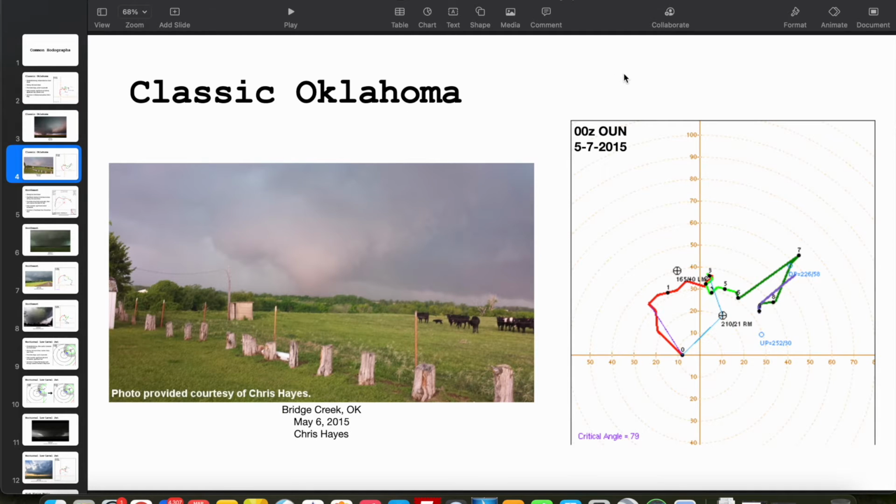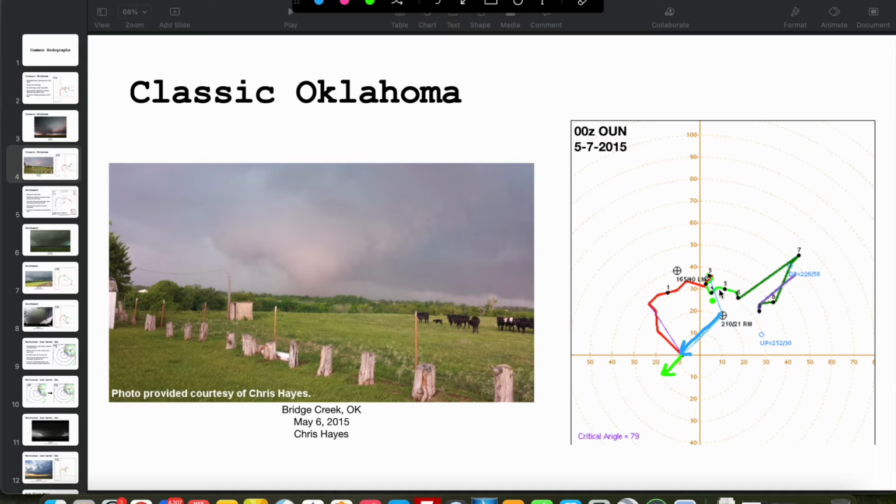And this is another example of that classic Oklahoma hodograph. This was May 6th, 2015, which we had a long track supercell that produced a pretty long track tornado near Bridge Creek and then near Norman, Oklahoma. But you can see here, once again, streamwise vorticity in the low levels, very prominent in these hodographs, and pretty strong shear in the mid-levels.